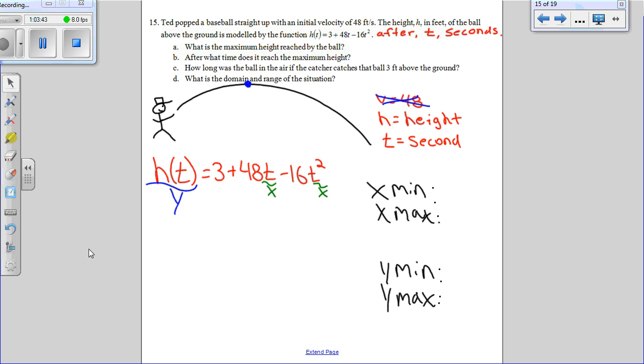Almost always the x minimum is 0. And the y minimum is almost always 0 too. 15 seconds seems completely legitimate to me. That would be a long time in the air. But if I really hit that thing high up, it could go for a long time. So I'm going to put 15. That is a long time, but it's reasonable. I wouldn't put 500, and I wouldn't put 2. That ball's going to be in the air for longer than 2 seconds, most likely. So I'm trying to think of a reasonable maximum time.